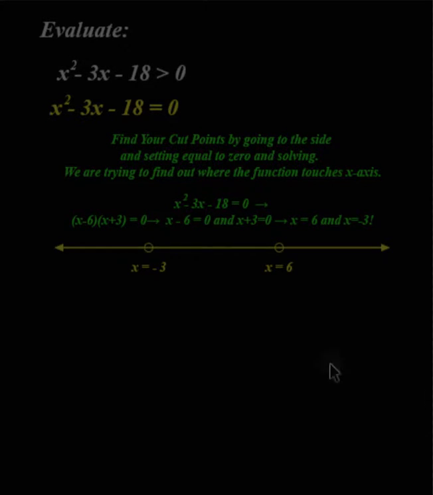So let's create our number line. Once we get what the cut points are, 6 and negative 3, we plot them on the number line, and we're going to use an open dot for both of these because there is no equal sign in the original problem.